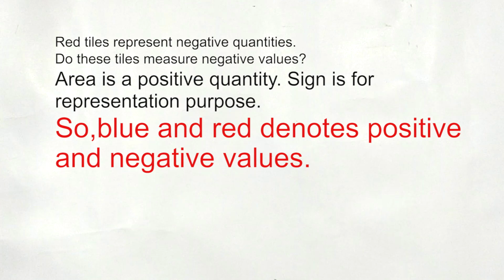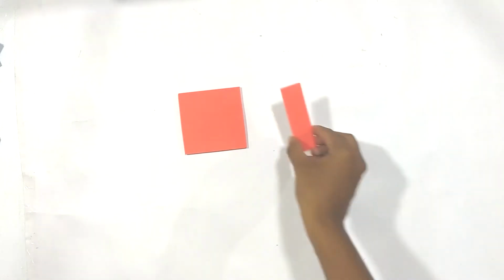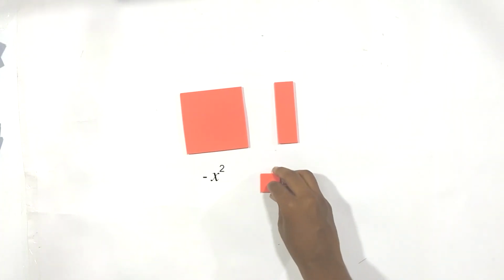So while the areas of a blue and a red rectangle are the same, they are assigned a positive and negative sign to help us visualize them. So similar to a big blue square, a big red square denotes negative x squared. So the red rectangle would represent negative x and the small red square would represent negative 1.